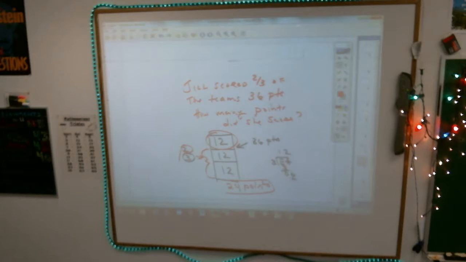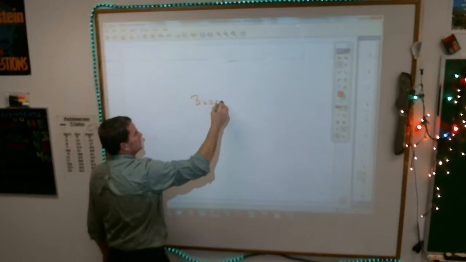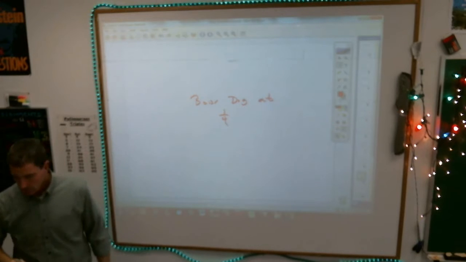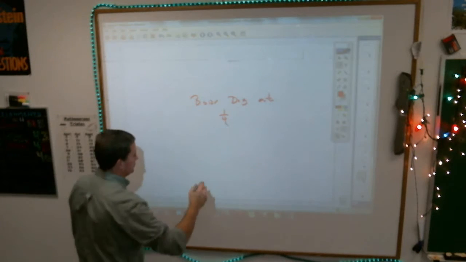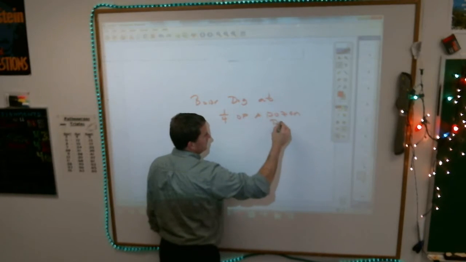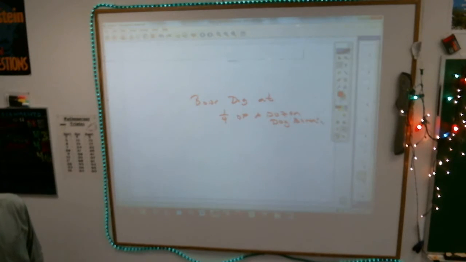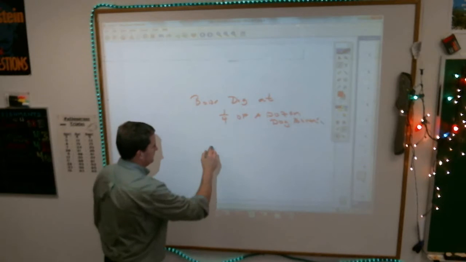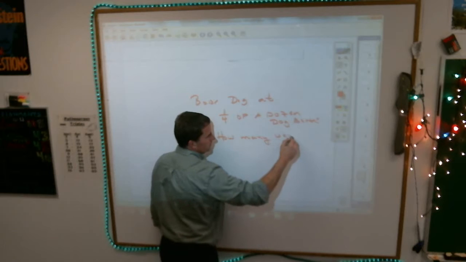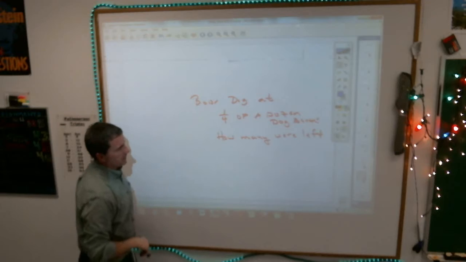Oh, well, here's one. Let's do this one because this one is a little different. Bob's dog ate 1/4 of a dozen bones. Of a dozen dog bones. How many dog bones were left? Same thing, lots of words, got a fraction in it.